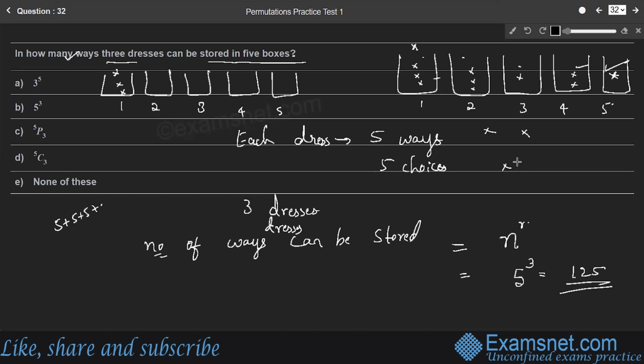So consider 1 and 2 dresses: 1 dress in one box, 2 dresses in another box. There are also 5 possibilities, right? So 1 dress in the first box, 1 dress in another box. In this way, we have totally 125 possibilities of storing 3 dresses in 5 boxes. So 125 is nothing but 5 raised to 3. Hence option B is the right answer.